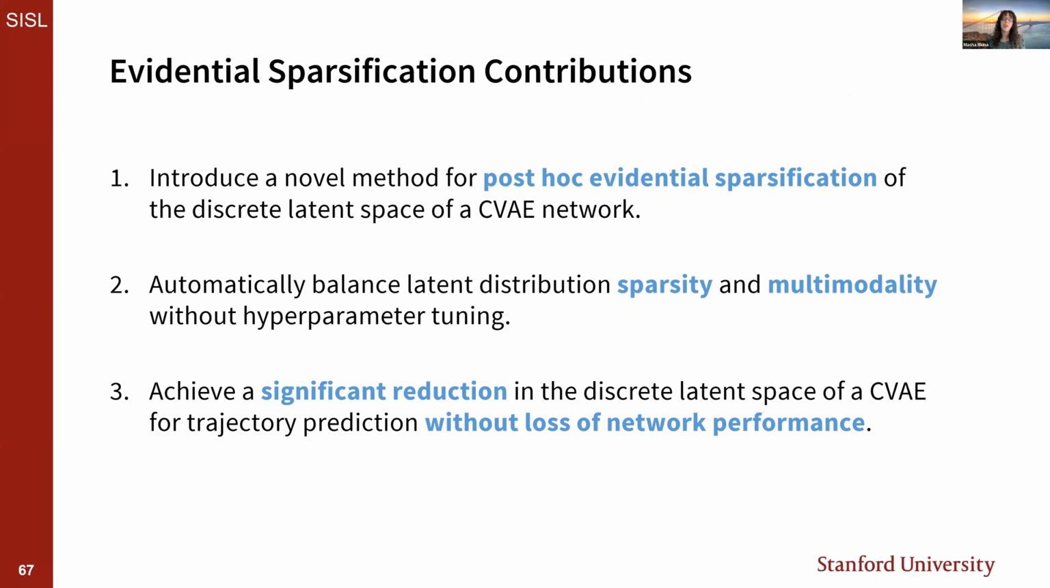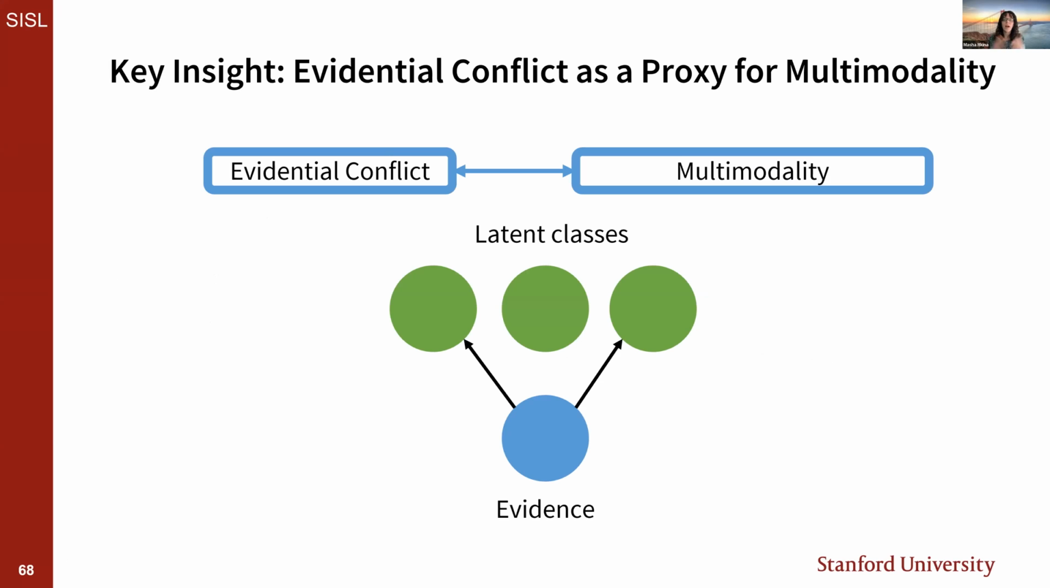We introduce a new method grounded in evidential theory for sparsifying the discrete latent space of a trained CVAE. We do this while maintaining the multimodality in the distribution. We show that our algorithm achieves a significant reduction in the discrete latent sample space of CVAE networks trained specifically for trajectory prediction without loss of network performance. Well, how do we do this?